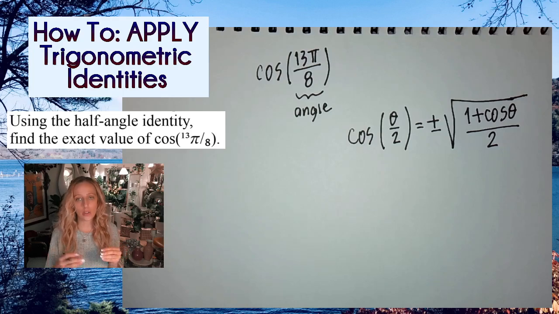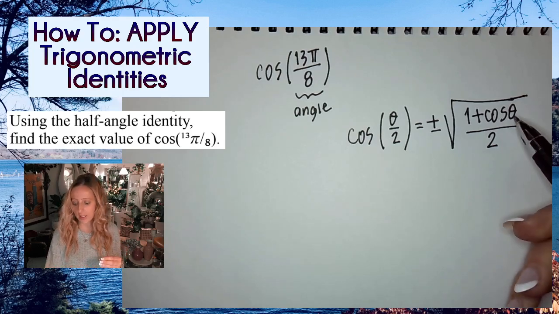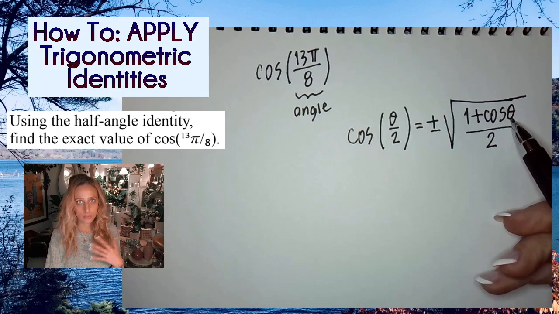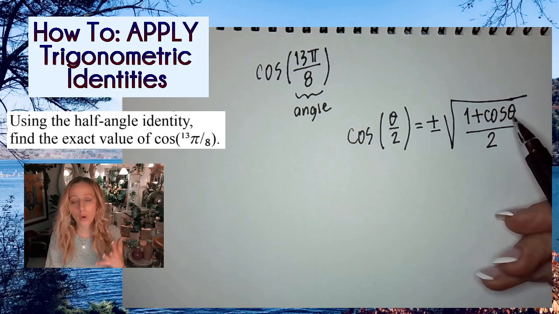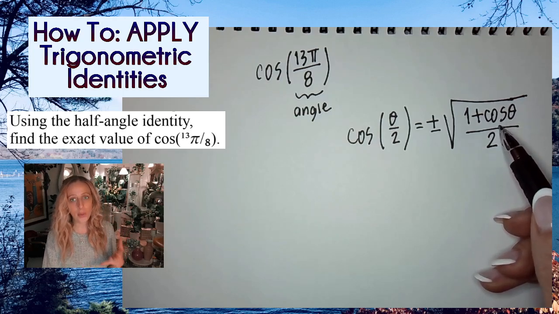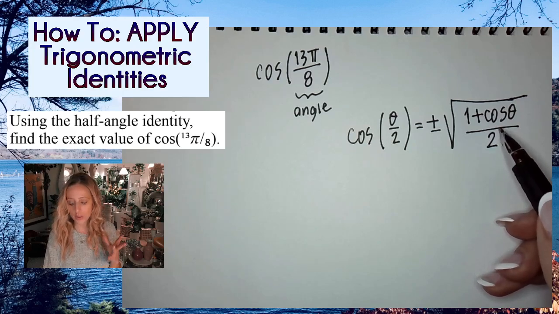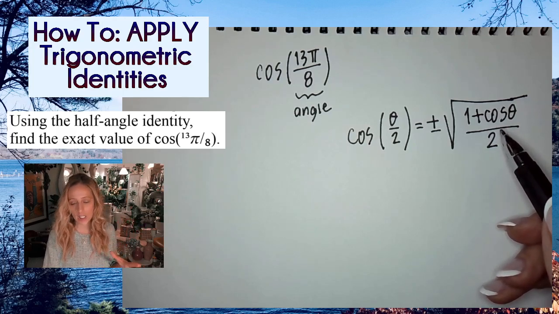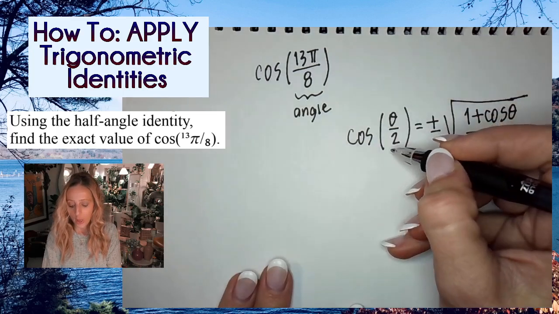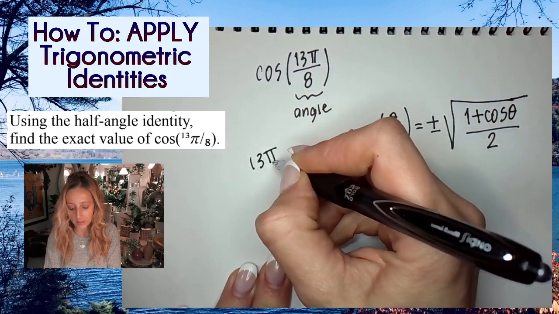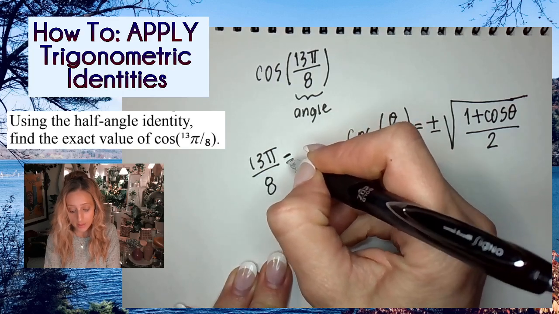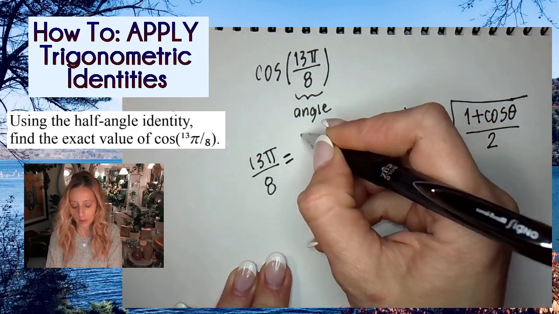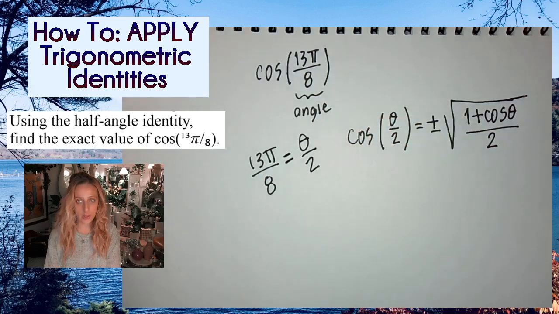Now, there is no reason why you should be putting 13 pi over 8 in here. You don't know what the cosine of 13 pi over 8 is. This is why we're using a half angle identity. There's no reason why 13 pi over 16 is involved in this problem at all. 13 pi over 8 is already the half angle. It is half of an angle. How do you get half of an angle? You divide that angle by 2.